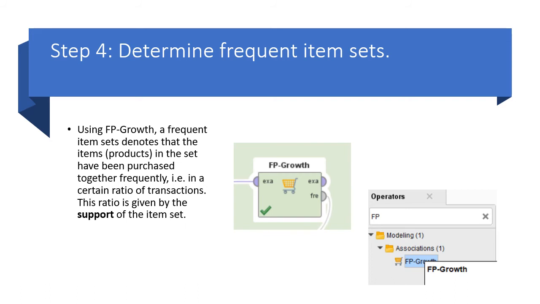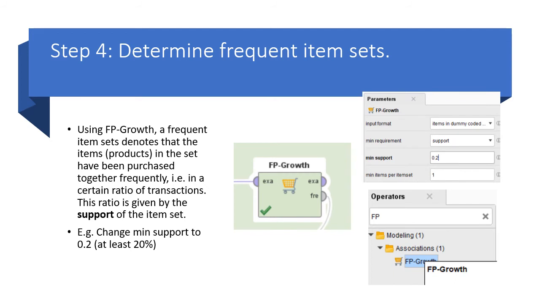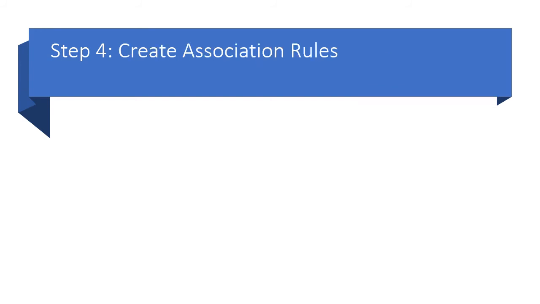And this is where you can use the terms of support or even confidence. So please check out my video on the market basket analysis using Power BI so that you understand a little bit about what is support, confidence, and lift. And for this one, I'm going to change it to just minimum support of 20%, and I'll explain a little bit further in the demo later on.